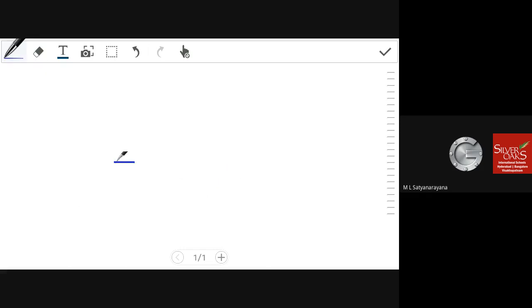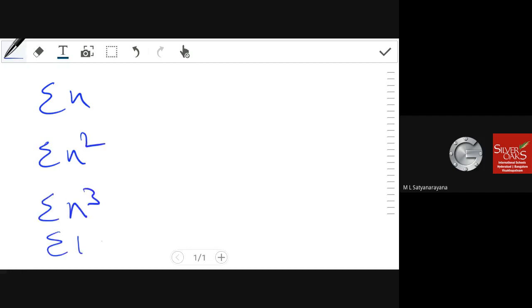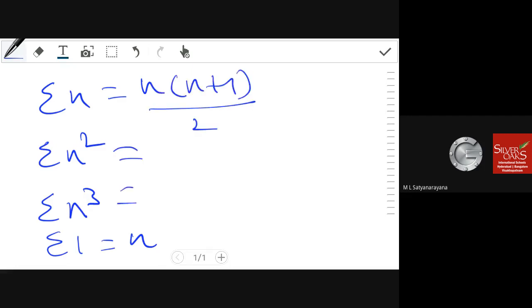You can take as many problems as you want, but please do it in the same procedure. First you have to find the nth term, then you have to find the sum to n terms. So first try to learn the formulas of sigma n square, sigma n cube, and sigma 1. What is sigma 1? It is n. How? 1 plus 1 plus 1 up to n times is n. What is sigma n? You know that, n into n plus 1 by 2. Learn all the formulas, similarly sigma n square and sigma n cube. Then you try to crack the problems.